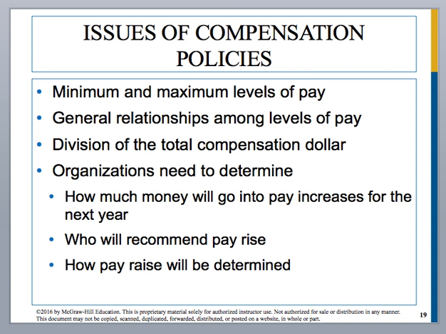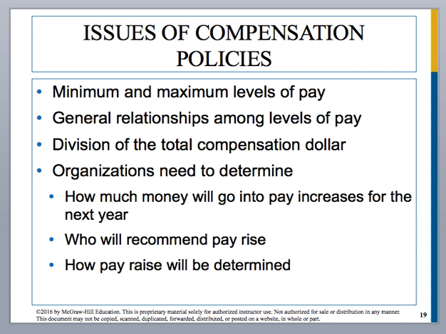And this can be an issue because if you really aren't sure how much you have and how much you will have by year end in order to allow for a pay increase next year, you can hit a wall there. And who will recommend a pay rise? Who's going to be the one responsible for saying that so-and-so is eligible for, deserving of, a pay increase?